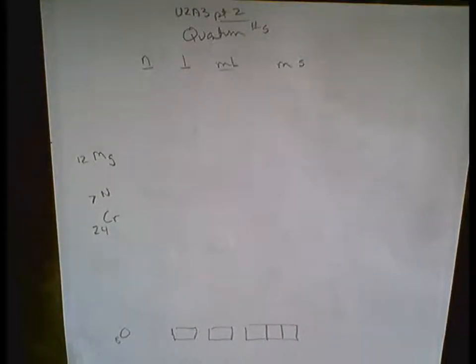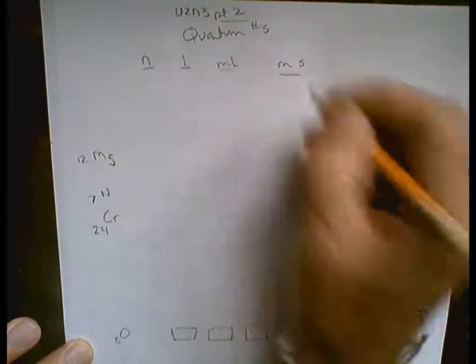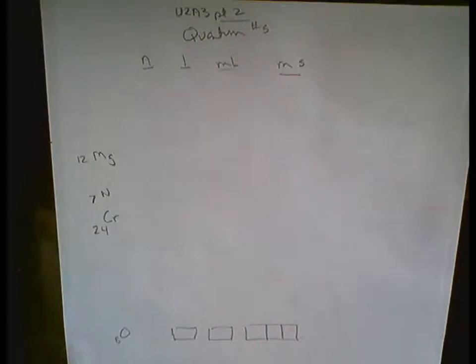So what I want you to do is have a periodic table handy that you don't use for anything else but this. I'm going to teach you what NL, ML, and MS means, and then I'm going to do 3 examples from 3 different areas of your periodic table.